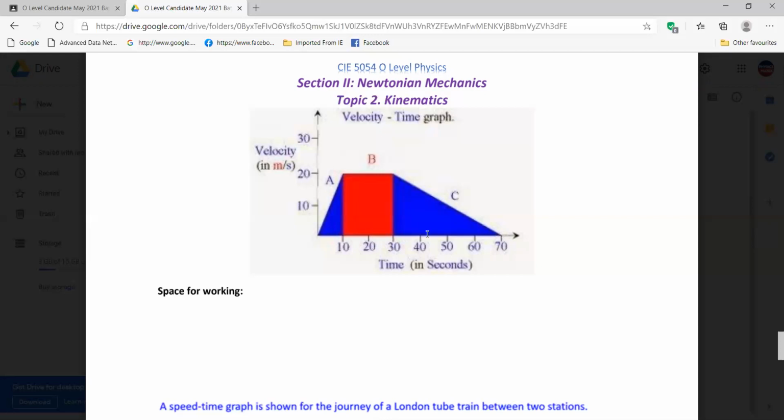How much total distance traveled? 600 or more? 900. 900. Then what is the average speed of the whole journey?